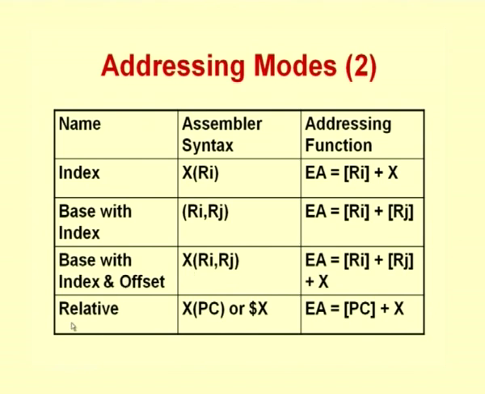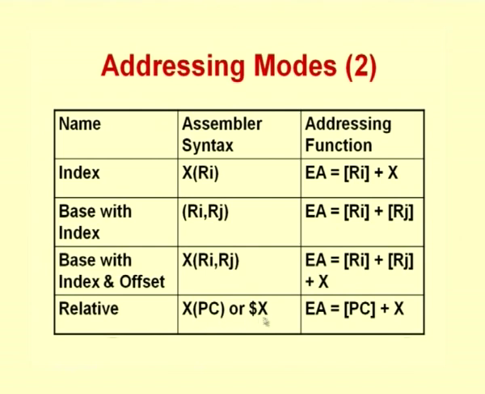The other addressing mode we have is the relative addressing mode. Here again, this is very similar to the indexed addressing mode, but normally the indexing is done with respect to the PC, or the program counter. So, the effective address here is calculated as the contents of PC plus x.